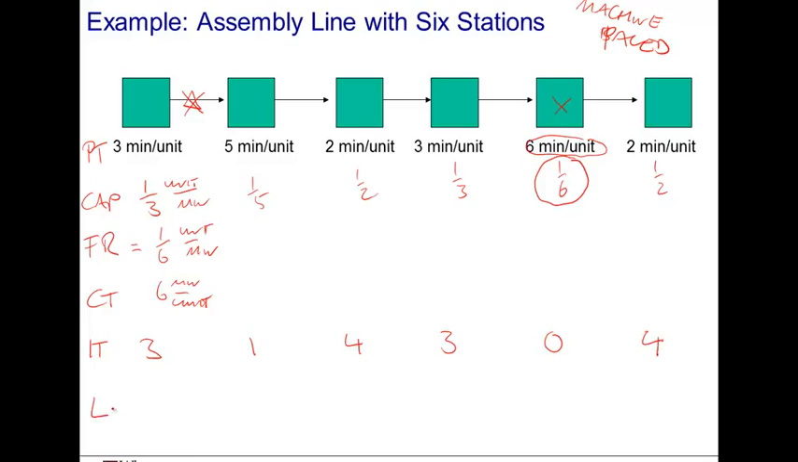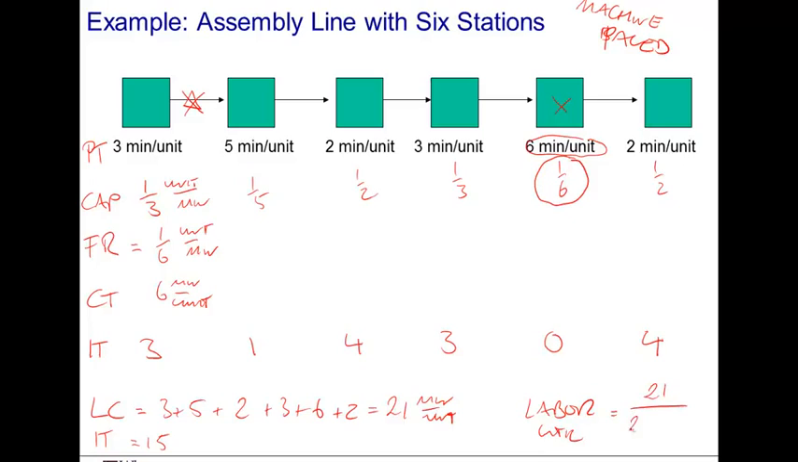We'll then define the labor content as the sum of the processing times, which is 3 plus 5 plus 2 plus 3 plus 6 plus 2, which makes a total of 21 minutes per unit. The total idle time across all resources is 3 plus 1 plus 4 plus 3 plus 4, which is 15 minutes. We can then define the average labor utilization as 21 minutes labor content divided by 21 plus 15, which is the average utilization in this process.